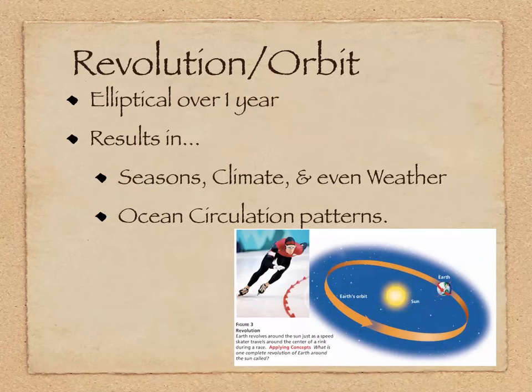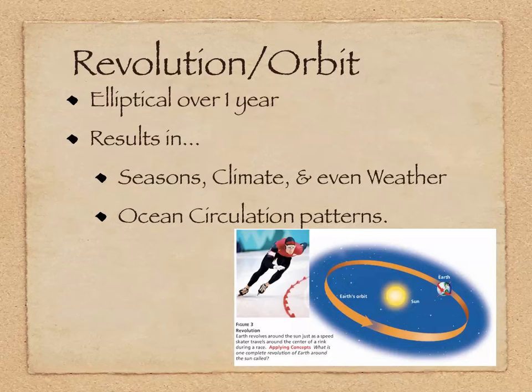Revolution or orbit, on the other hand, is something a little different. The orbit, or the revolution of the Earth around the Sun, takes what we call 1 year, about 365 days. And that results in seasons and climate and even weather sometimes. So the difference between weather and climate is that weather is local and temporary. Climate is global and over longer periods.